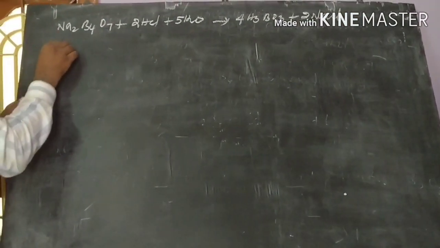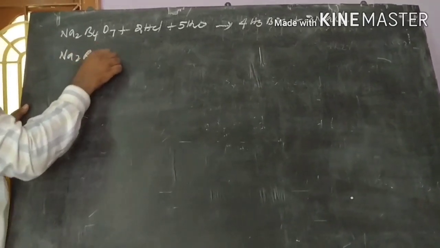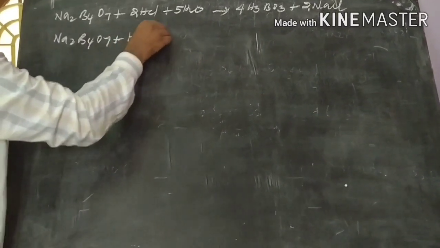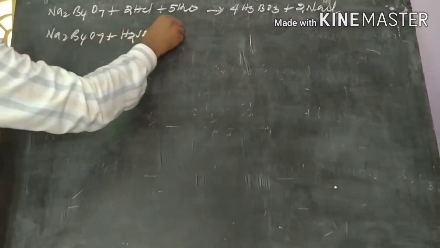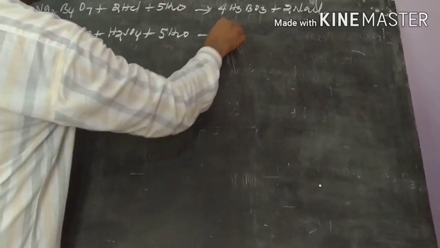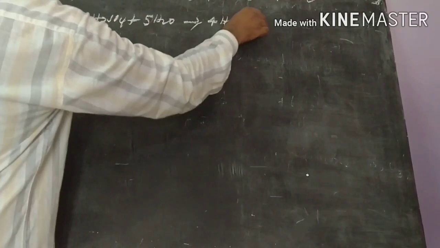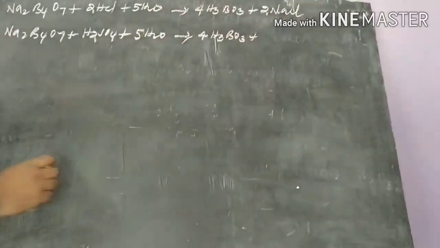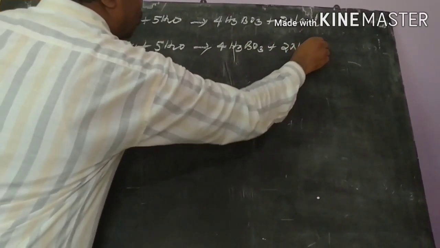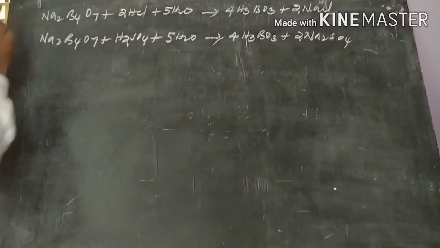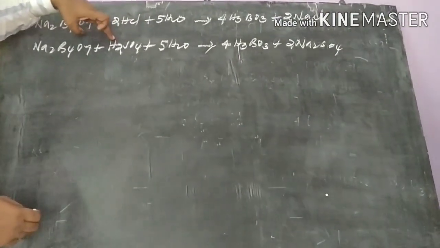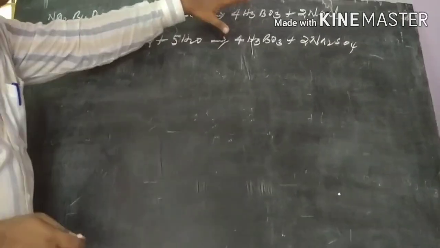Next, Na2B4O7 reacts with another acid, sulfuric acid H2SO4, with the same number of water molecules. Again we get the same amount of boric acid, H3BO3, plus 2 moles of sodium sulfate, Na2SO4. Borax reacts with acids, particularly hydrochloric acid and sulfuric acid, to give sparingly soluble boric acid.